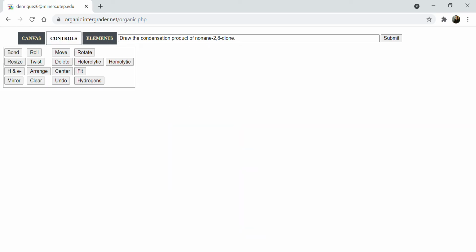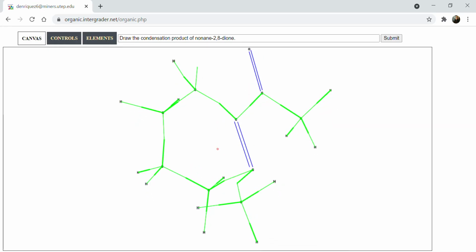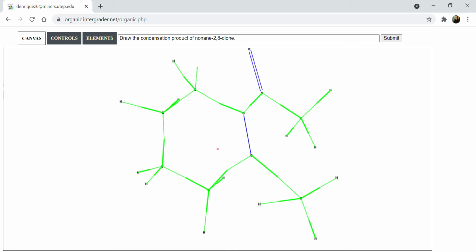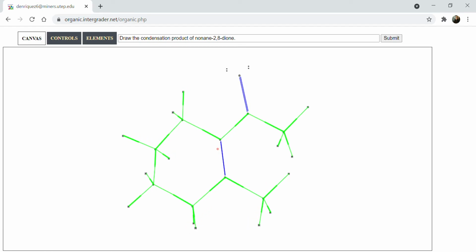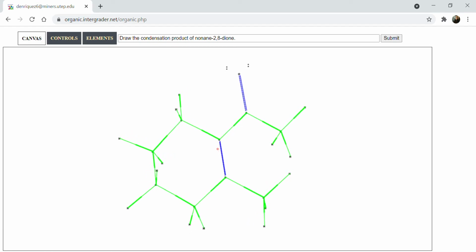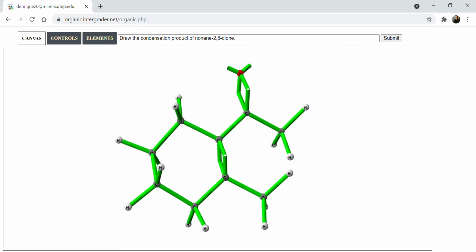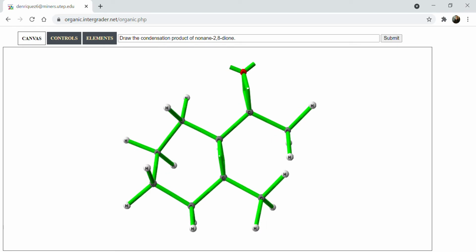Lastly, I like to move some things around. You don't necessarily have to do that. I just like to do it to make it look a little bit better. Okay, this looks good. And I'm going to leave it like that. 1, 2, 3, 4. I'm just checking my bonds. Okay, I think all the carbons look decent.